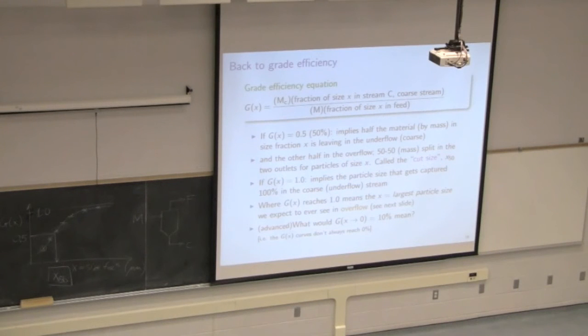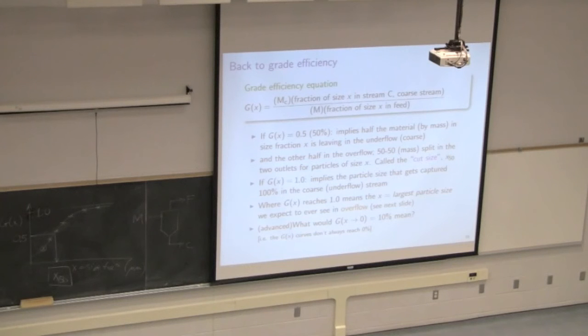So that number is a useful way to summarize this curve. We have a curve g of x, and what we do is we find that value, x50, and that number is what we then use to report the efficiency of the cyclone.